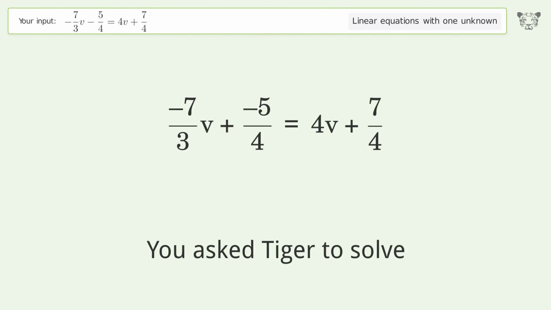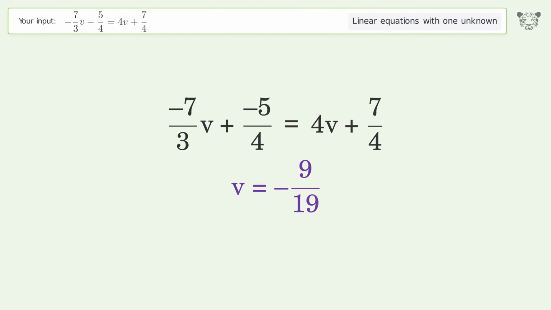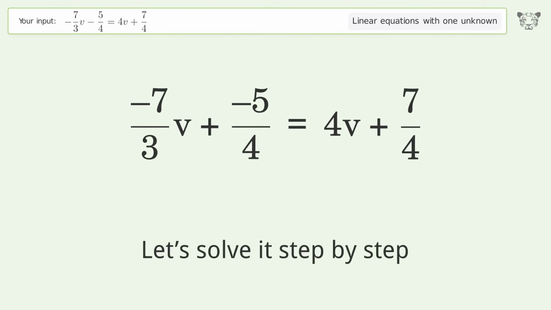You ask Tiger to solve. This deals with linear equations with one unknown. The final result is v equals -9/19. Let's solve it step by step.